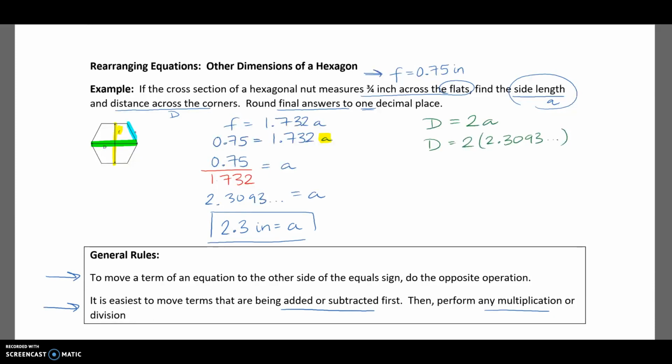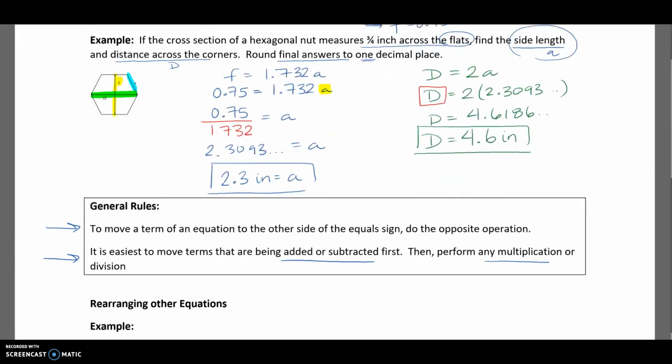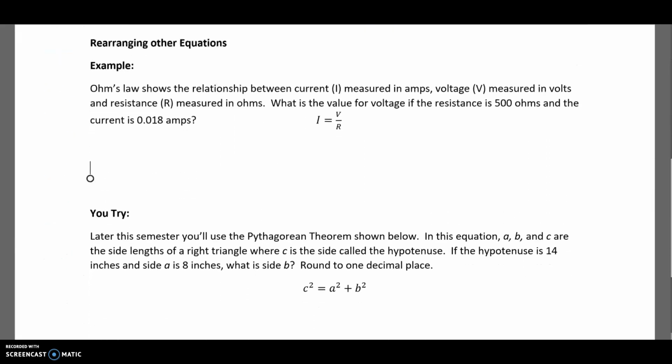And here notice that I have nothing to rearrange. My variable D that I want to solve for is already on its own side of the equation, so I simply need to do the multiplication, and I get 4.6186. And to round my final answer to one decimal place, 4.6 inches from corner to corner of the nut. So you can apply these algebra rules to any equation. Take a look at the next example.